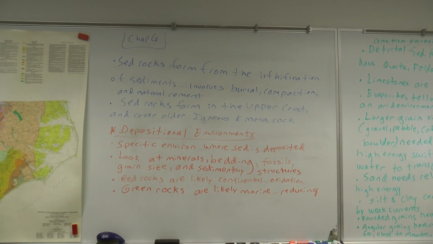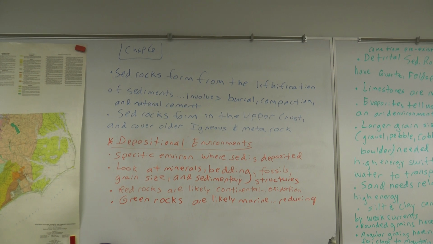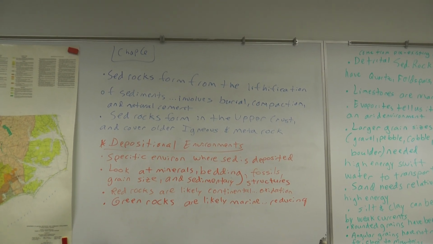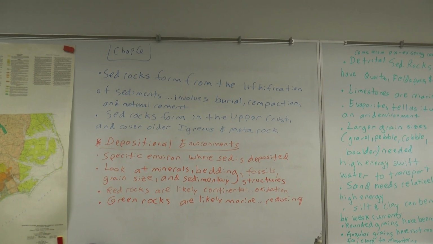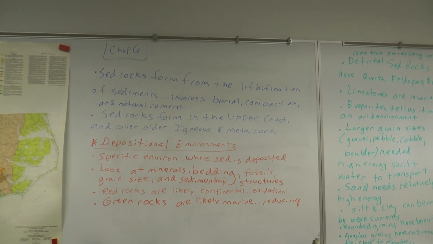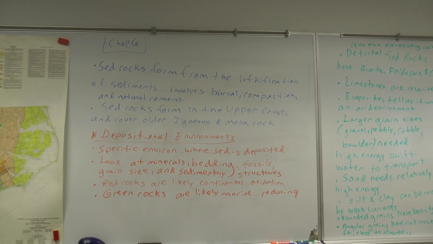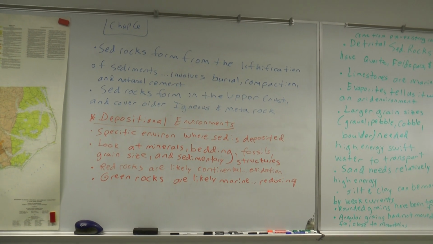Second bullet there, pretty important. Sedimentary rocks only form in the upper crust. They don't form in the lower crust. They form in the upper crust only because that's where weathering happens, and they are covering older igneous and metamorphic rock.